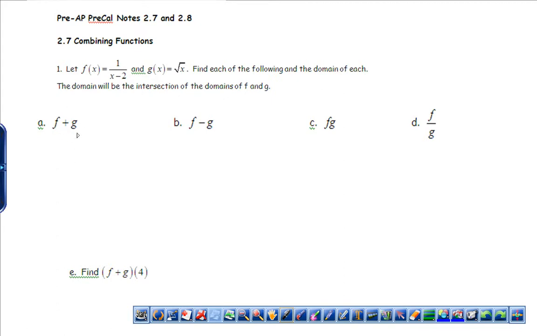This means exactly what you think it is. We're going to add the two functions together. And if we add the two functions, we've got 1 over x minus 2, and if we add the square root of x, there's nothing that we can do with these. This is actually the answer.